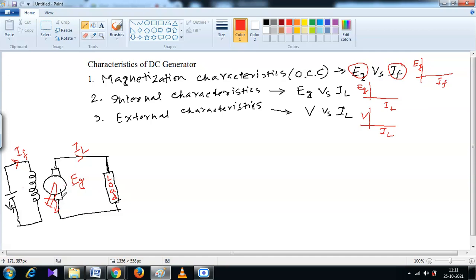Good. And what are these two? Carbon brushes. These are brushes. Good. Then if we excite the DC generator and provide mechanical energy in rotational motion, then a voltage is produced. How much voltage is produced here? Eg. Then what is called magnetization characteristics?